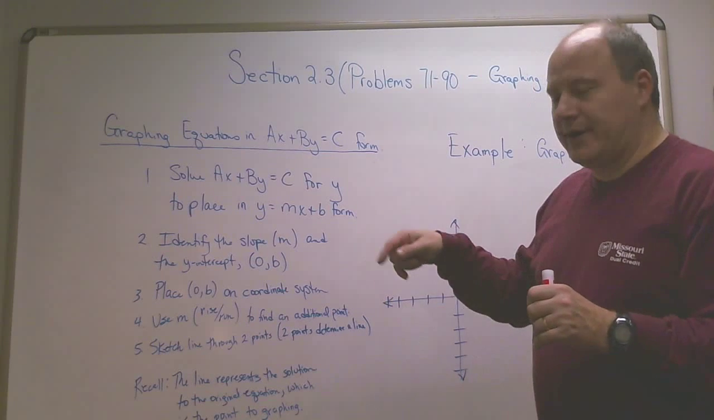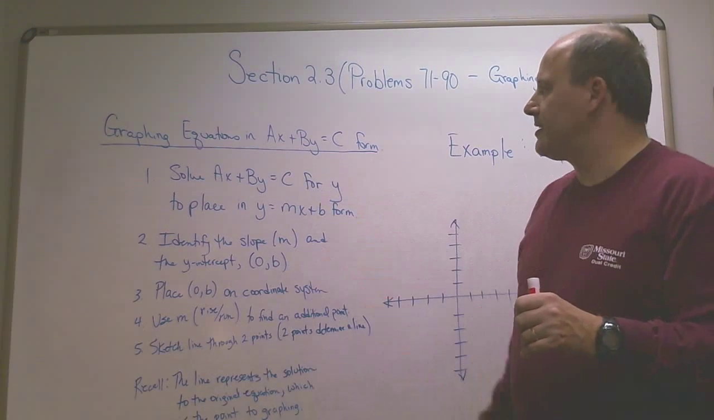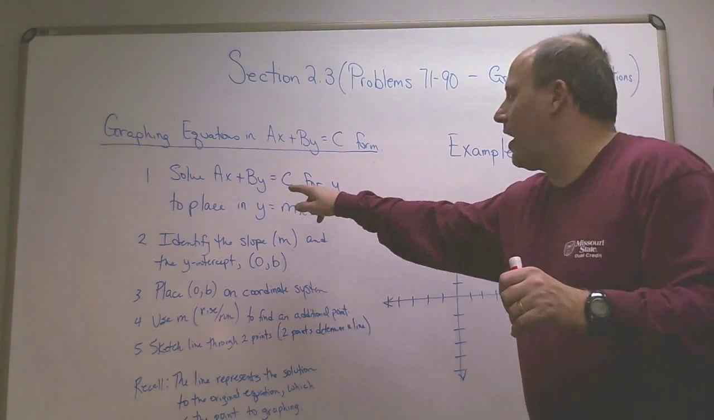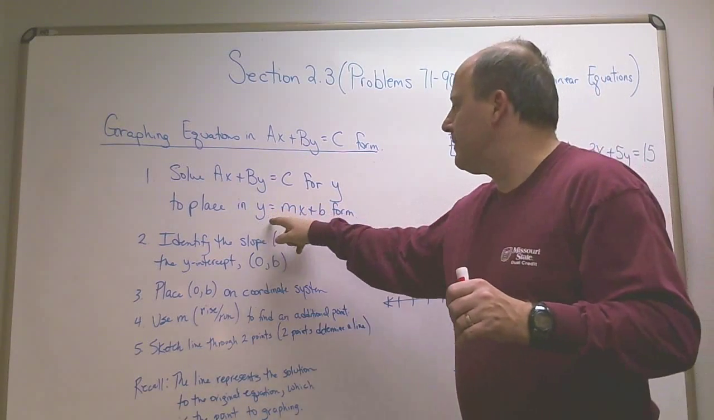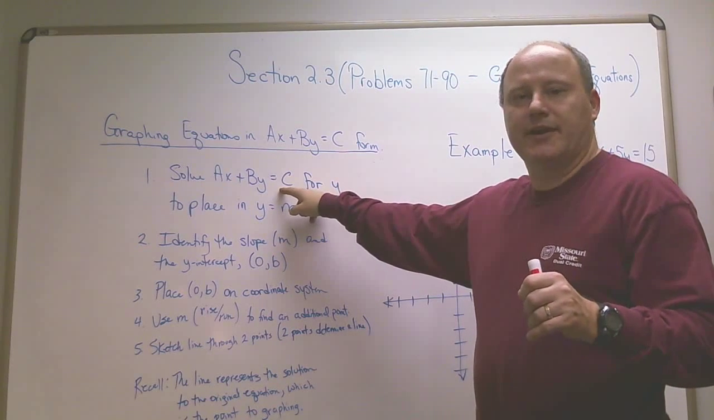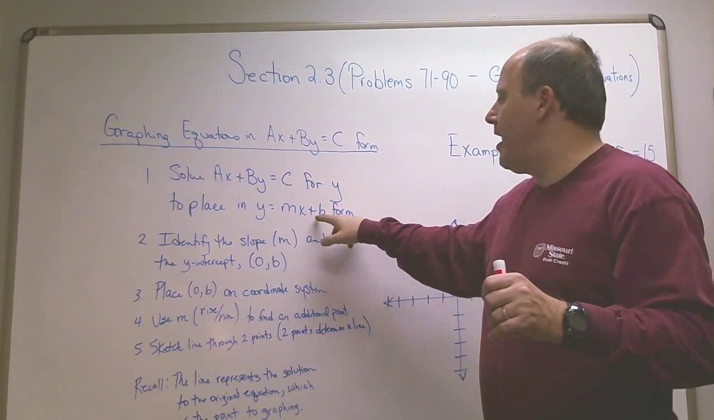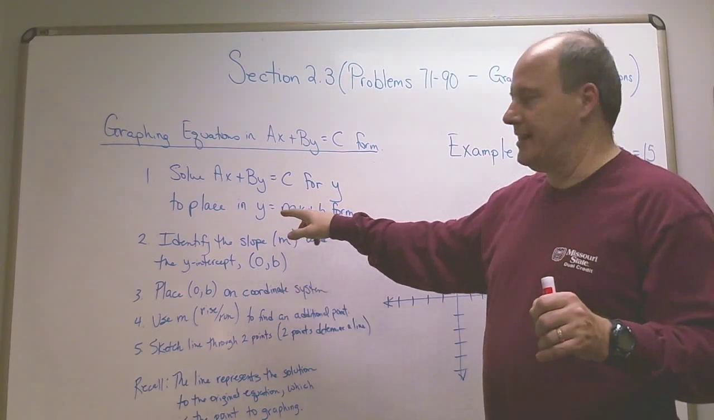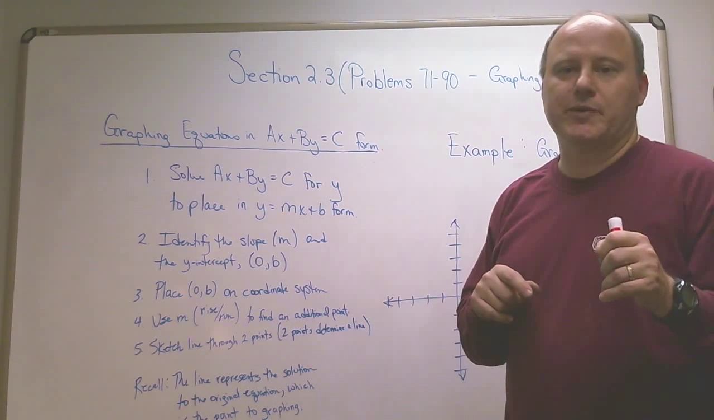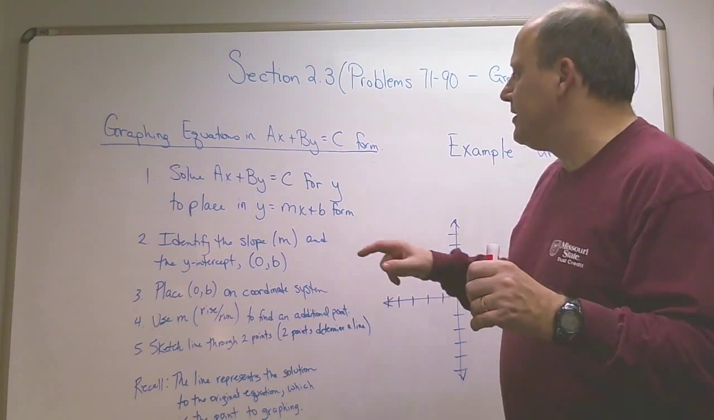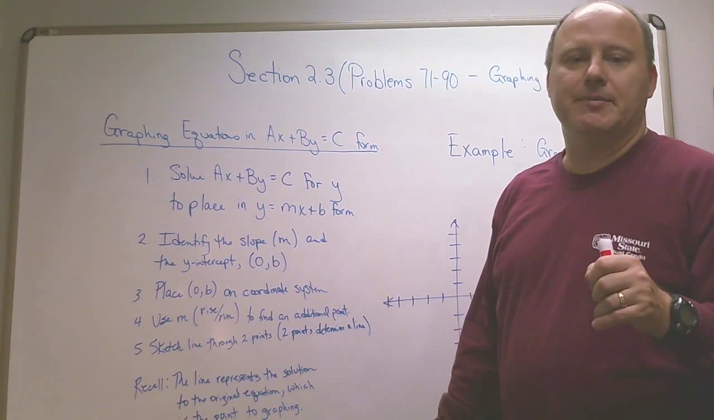Now, I wrote down a little recipe for how to do this. It's fairly simple. You solve the equation ax plus by equals c for y, and you place it into y equals mx plus b. If you solve for y, it turns out that mx plus b is what you come up with. Now, m is the slope, the rise over the run, and the b represents where it crosses the y-axis, which is what we call the y-intercept. And that's what we're going to do in step 2. Step 2 says identify the slope and the y-intercept, which is 0, comma b.